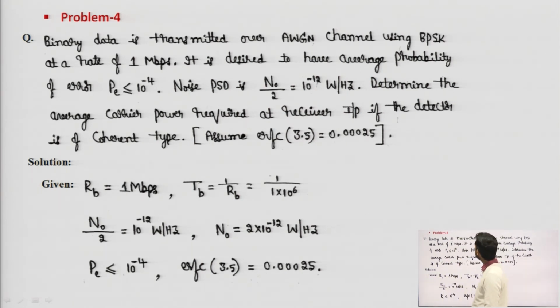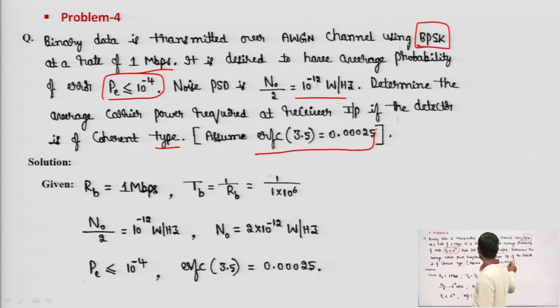Now we will move to problem number 4, which is based on the PSK modulation scheme. The question is given as: binary data is transmitted over an AWGN channel using BPSK at a rate of 1 Mbps. It is desired to have average probability of error, that is Pe, less than or equal to 10 to the minus 4. So here the question is somewhat different. Already given that Pe less than or equal to 10 to the minus 4, noise PSD is given. Determine the average carrier power required at the receiver input if the detector is coherent type. Okay, and this is given.